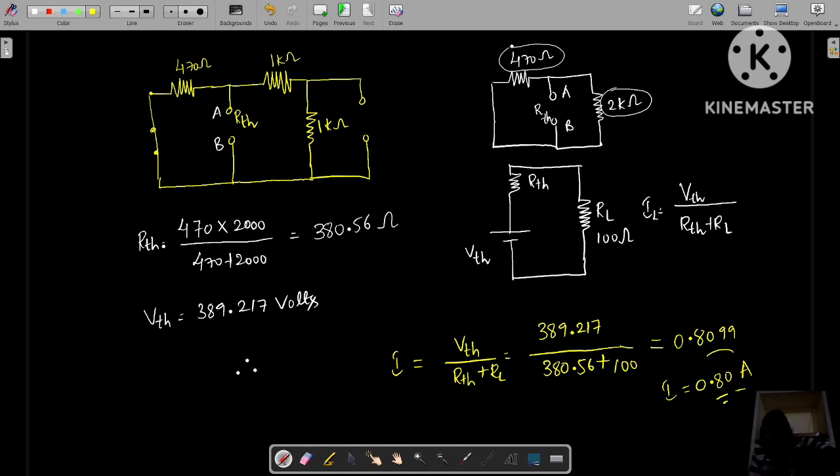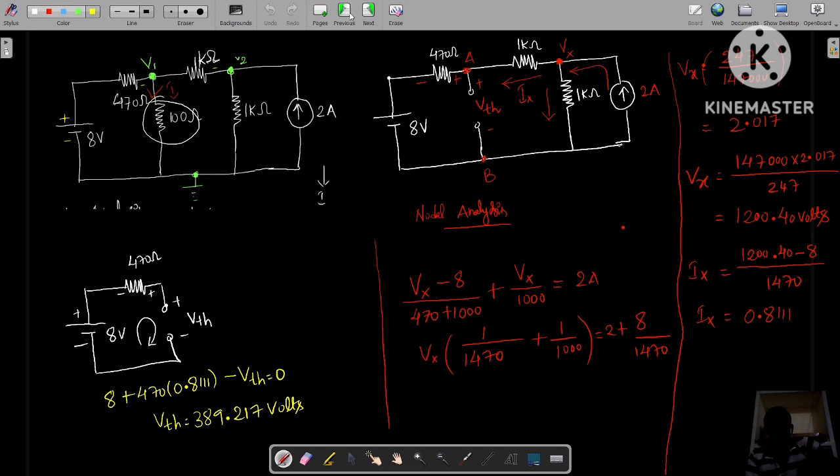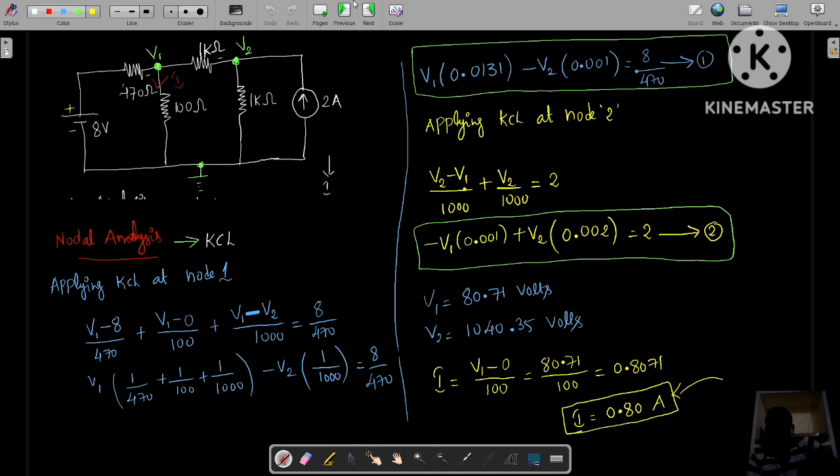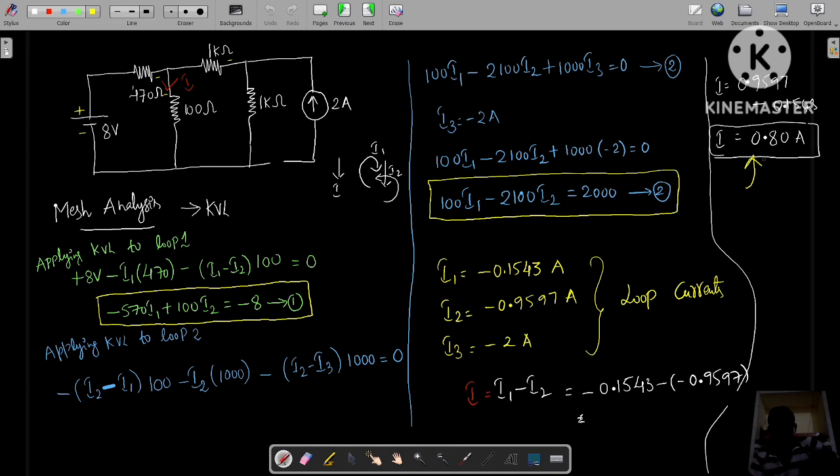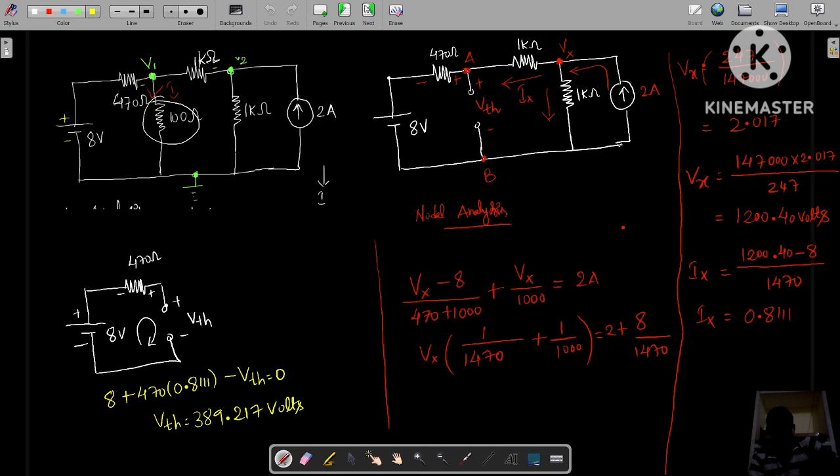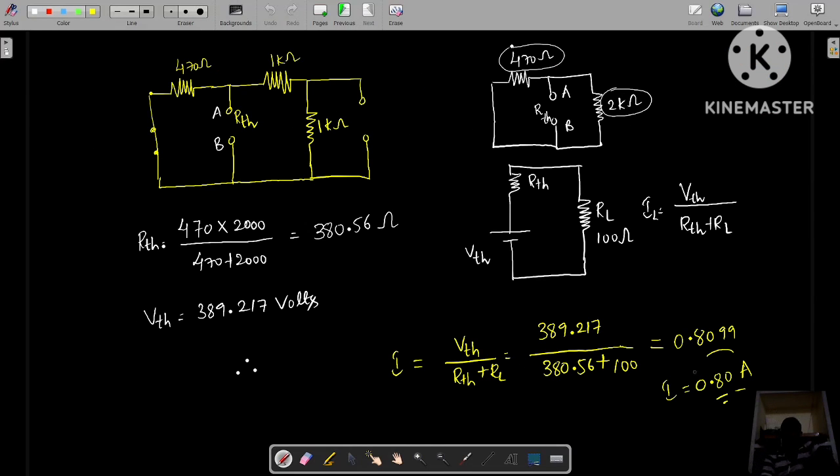So we got the same current through the 100 ohm resistance by applying Thevenin's theorem. With the help of nodal analysis, we got 0.8 amperes. With the help of loop analysis, we got 0.8 amperes. And we have applied Thevenin's theorem also, and we got the current as 0.8 amperes. So whatever method we are applying, we must get the same answer as the result. Okay, so I am stopping here up to Thevenin's theorem.